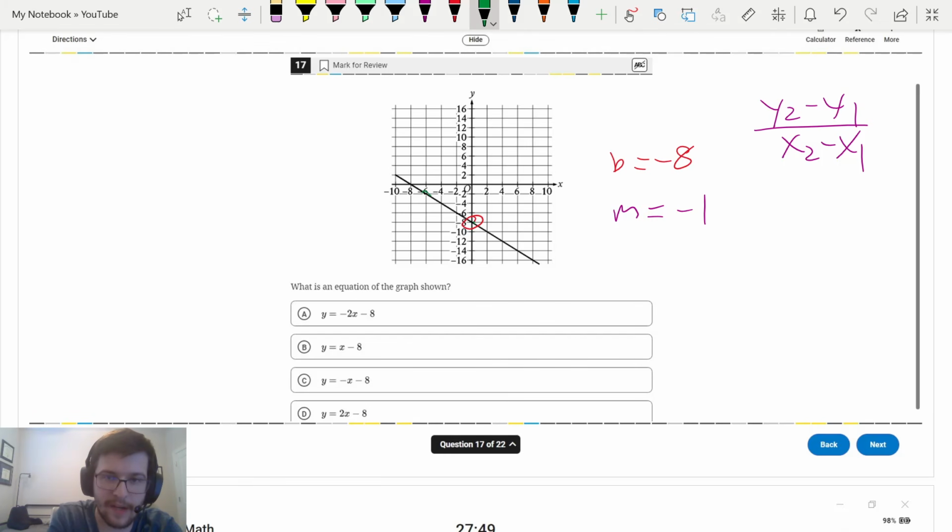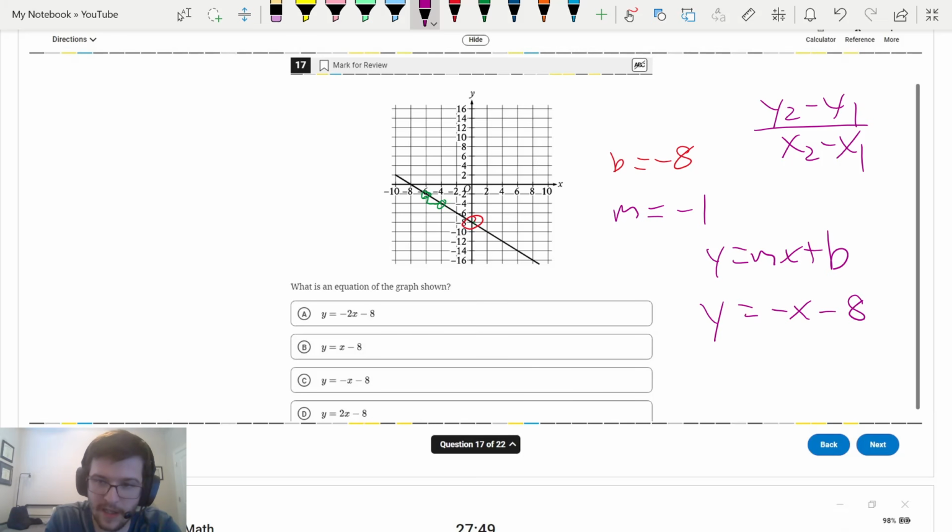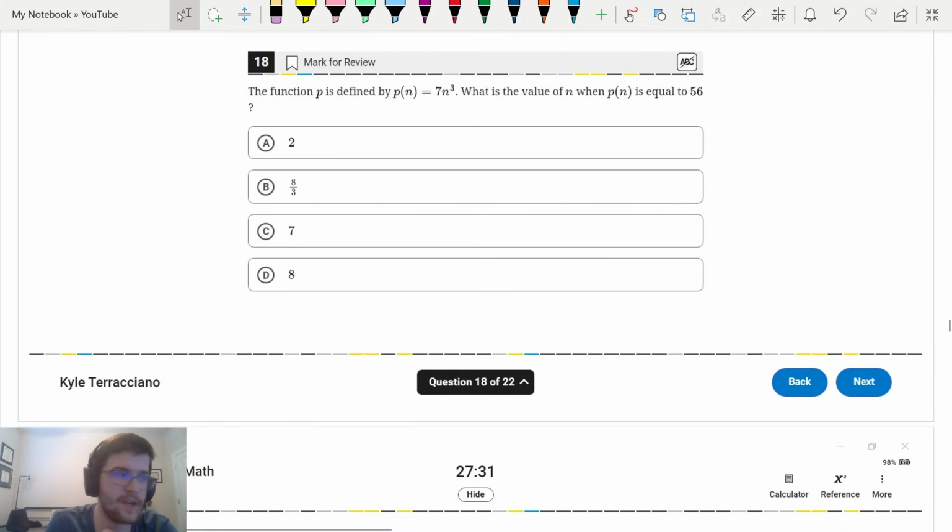So see how it goes down by 2, it goes up by 2, so that means 2 divided by 2 is 1, and it's negative because it's going down. Lots of ways to do that, but anyway, so y equals mx plus b. So I'll leave that to you. The slope is -1, so we would put -x minus 8, which is C. Great, almost done.